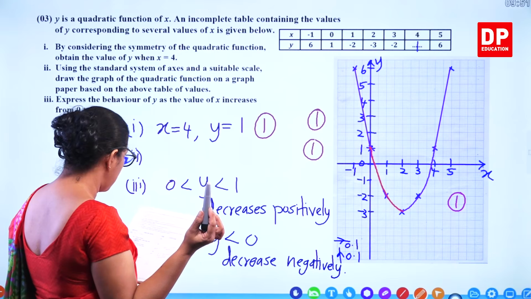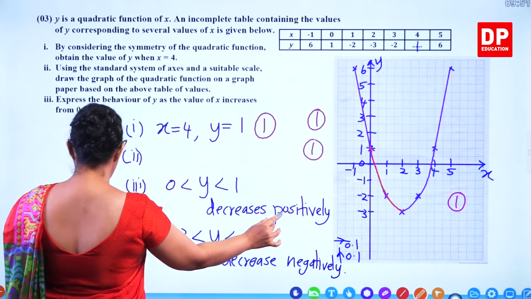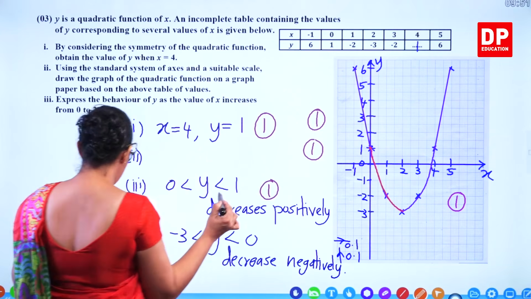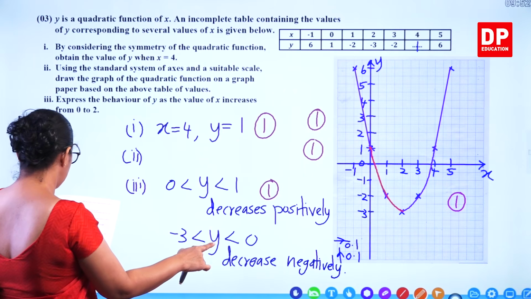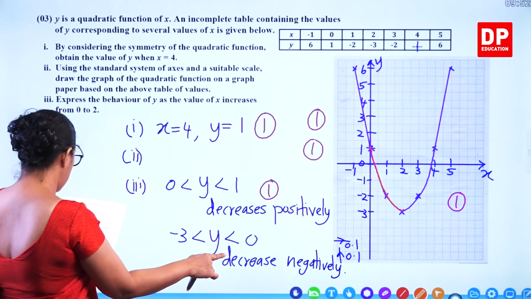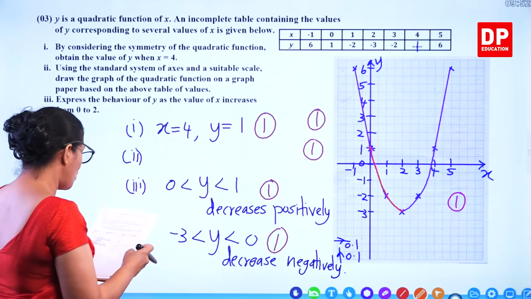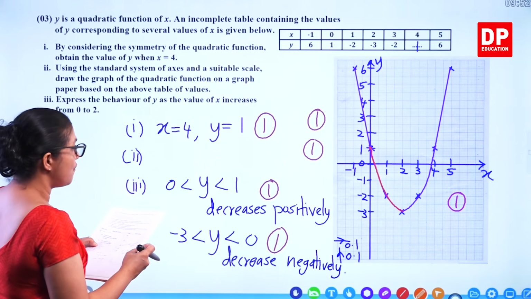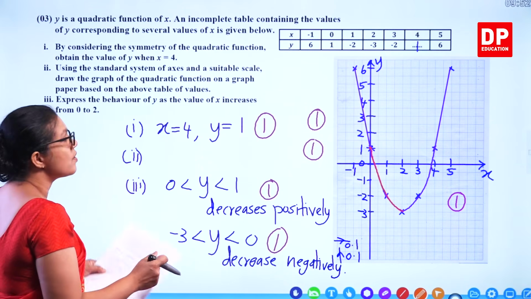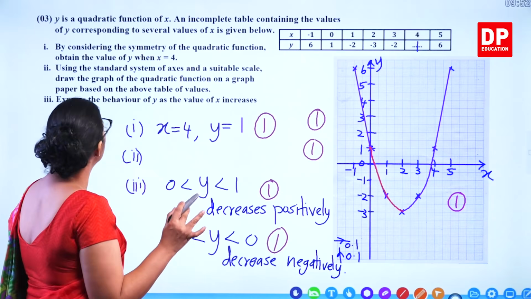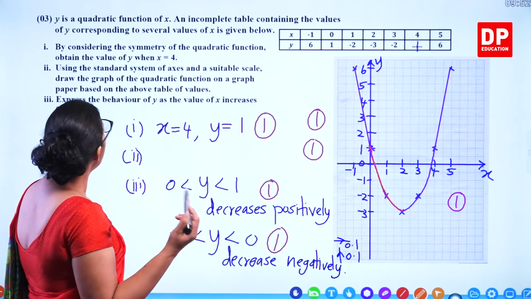And then 1 to 0 decreases positively, 1 mark here, and 0 to minus 3, that's decreases negatively. So 1 mark again. So 2 and 3, 5 and 6. So 6 marks for these 3 steps. And we'll see how you get marks for the other 2 steps.